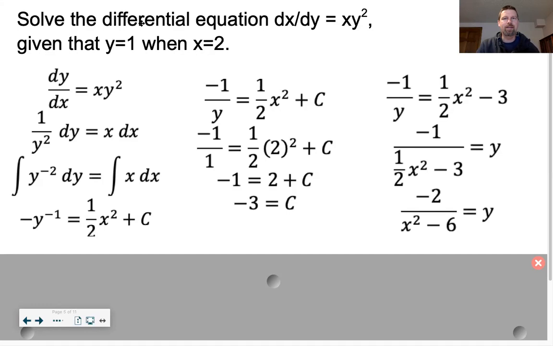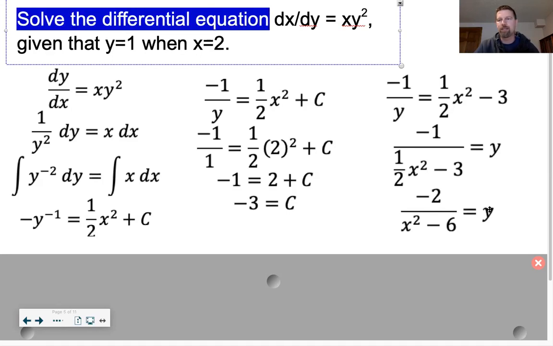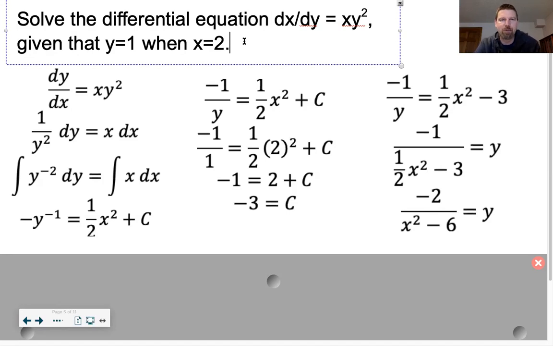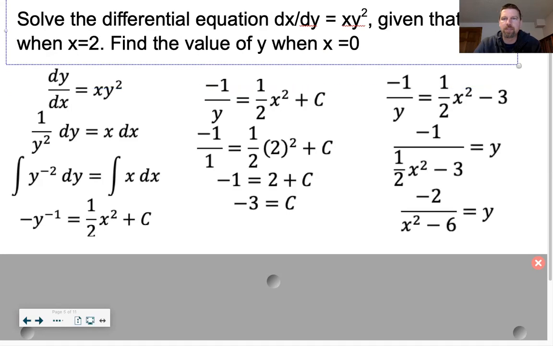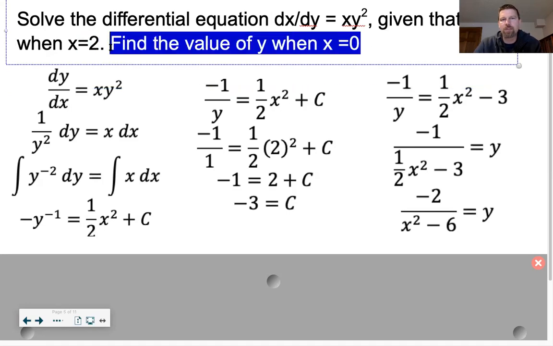This problem didn't go on and ask me to do any more with that. It just said solve the differential equation. Solve the differential equation just means, hey, figure out what y is equal to. Most of the time, the types of initial value problems we'll see say something like find the value of y when x equals, let's say, 0. And then it's just one more step. Put a 0 into there, see what you get out for y. In this case, it looks like it'd be 1/3.